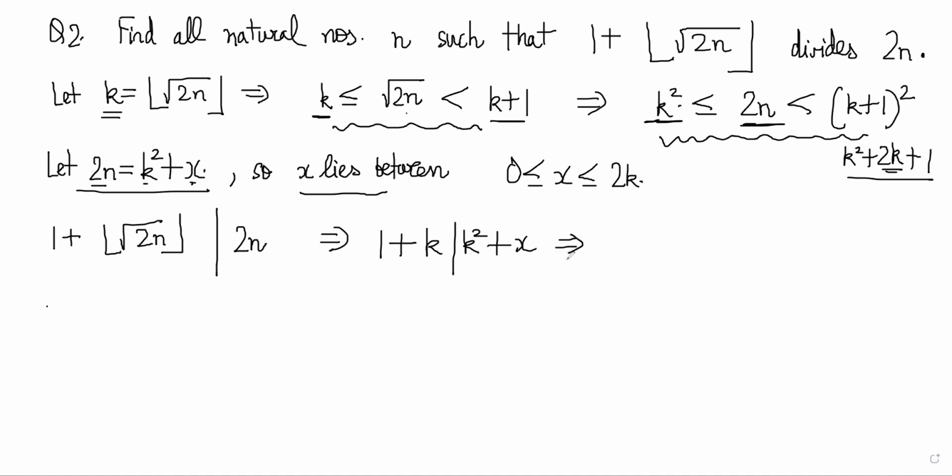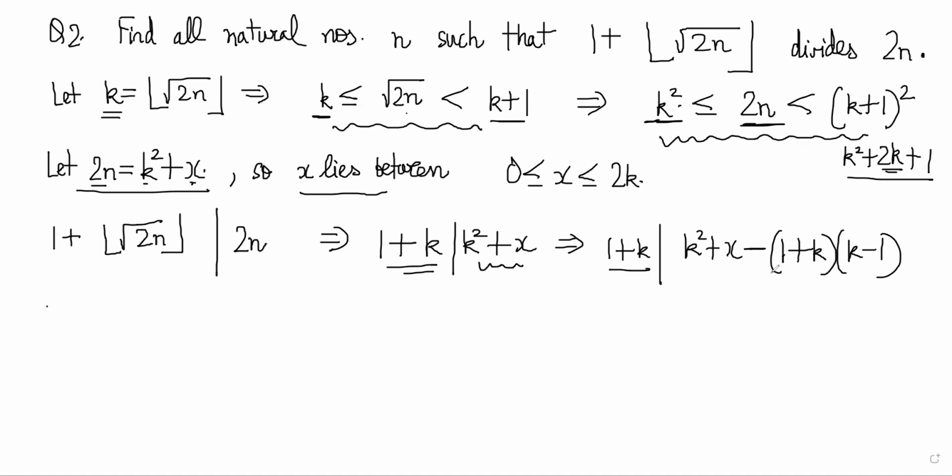Which means we can also say that 1 plus k divides k square plus x minus 1 plus k into k minus 1, right? If 1 plus k divides this, then 1 plus k will definitely divide this because it has a factor of 1 plus k here, right? 1 plus k will divide both of these terms. So we get this relation.